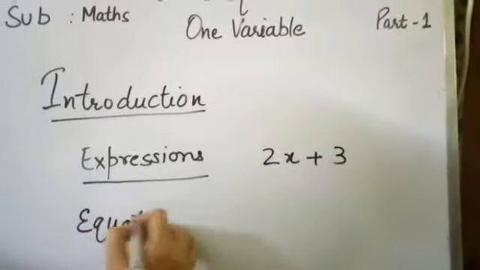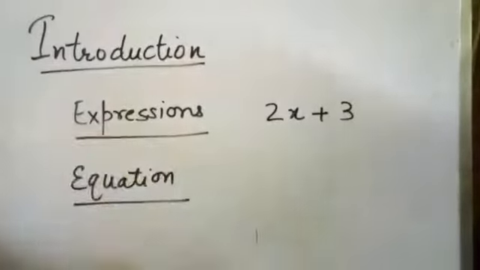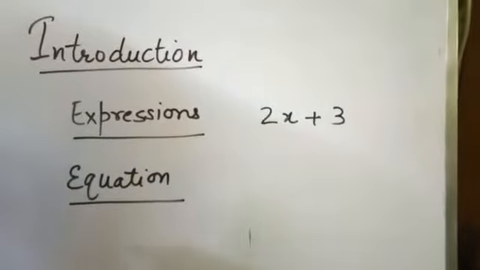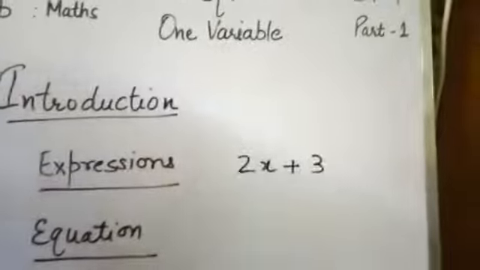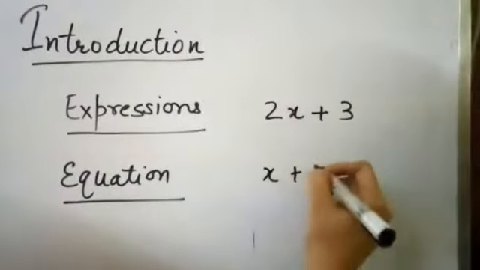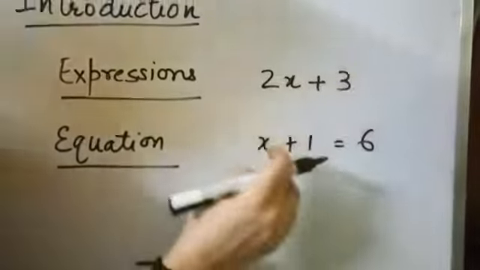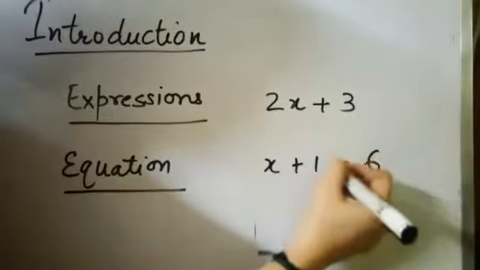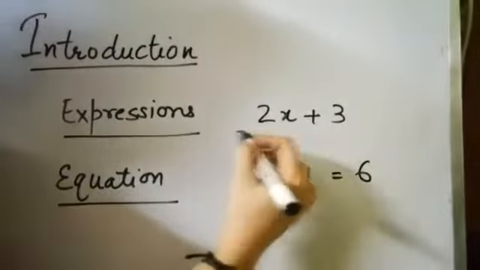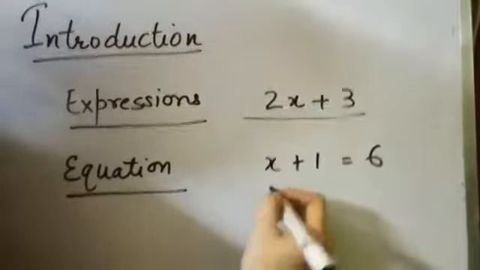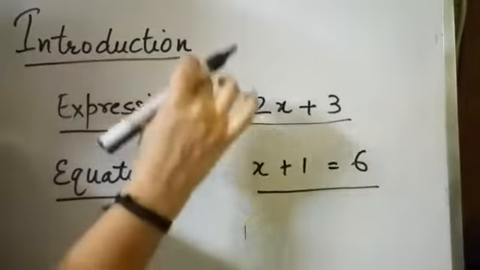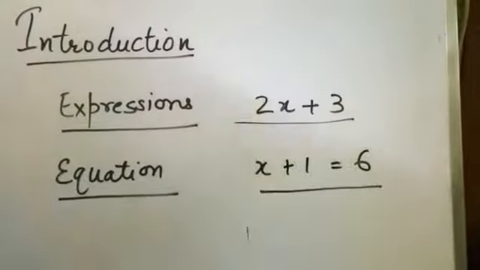Now the next concept is of equation. You have studied it in your class 6. What is an equation? A statement of equality involving one or more variables. I am writing x plus 1 is equal to 6. Now this is an equation because this statement involves the sign of equality. This is an expression and this is an equation. This is the difference between an expression and an equation.